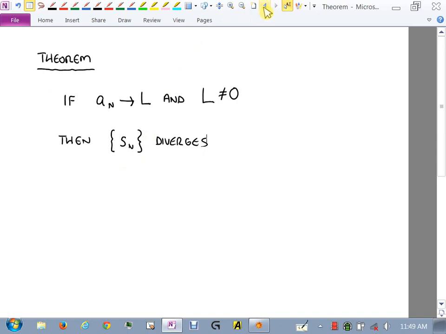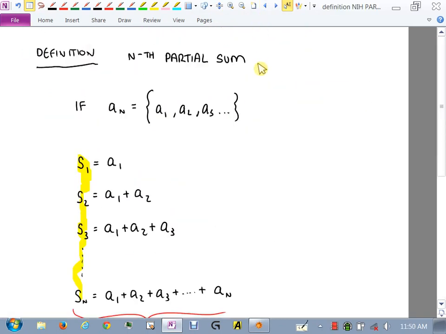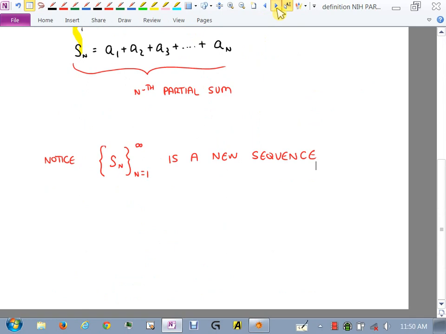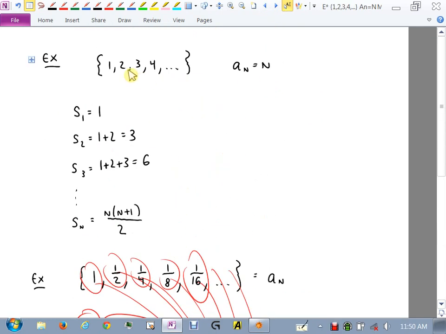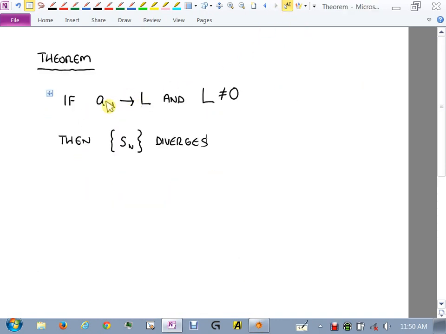So going back to this, where was it? Here. A sub n was n, right? What does this converge to? Let n go to infinity here. What does it go to? Infinity. Is that going to 0? No. This theorem says that if your sequence goes to something other than 0, you're guaranteed that when you add up all those things forever, it diverges.